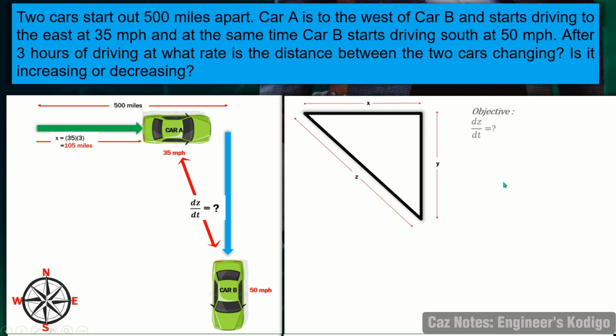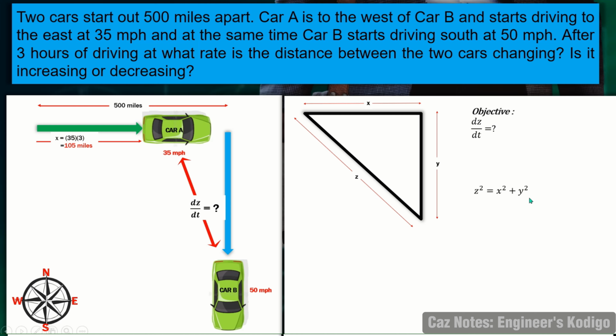Alright, so the objective here is we are going to calculate the rate of change of this distance. As car A and car B are moving, these distances x and y are changing over time, right? So how do we solve this one? The first thing that we need to do is create a relationship between these three variables. How can we create a relationship between these variables? As you can observe, since this is a 90-degree triangle, we can use the Pythagorean theorem to create a relationship between these three variables, right?